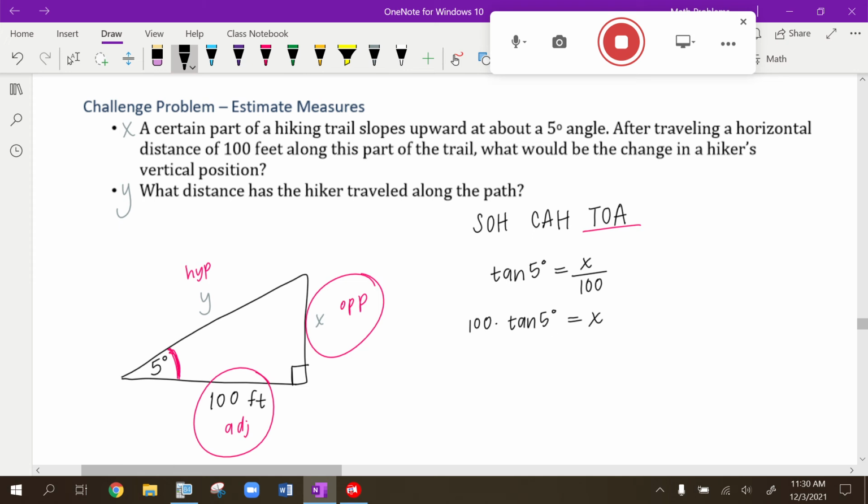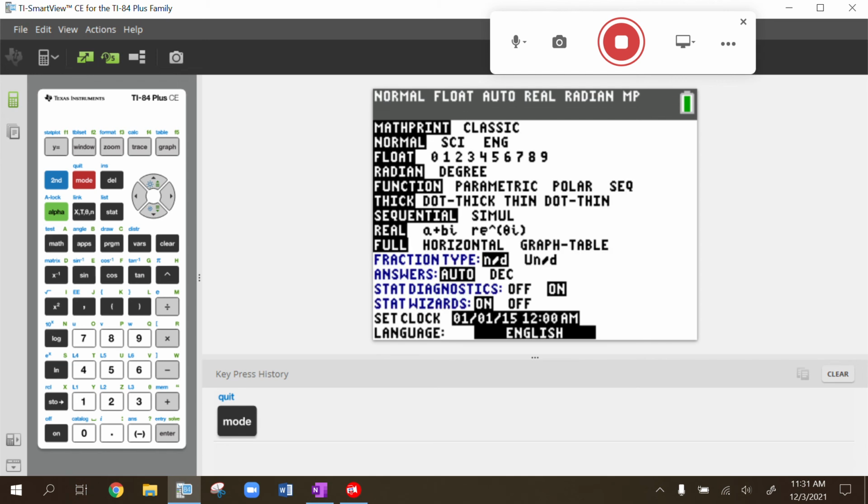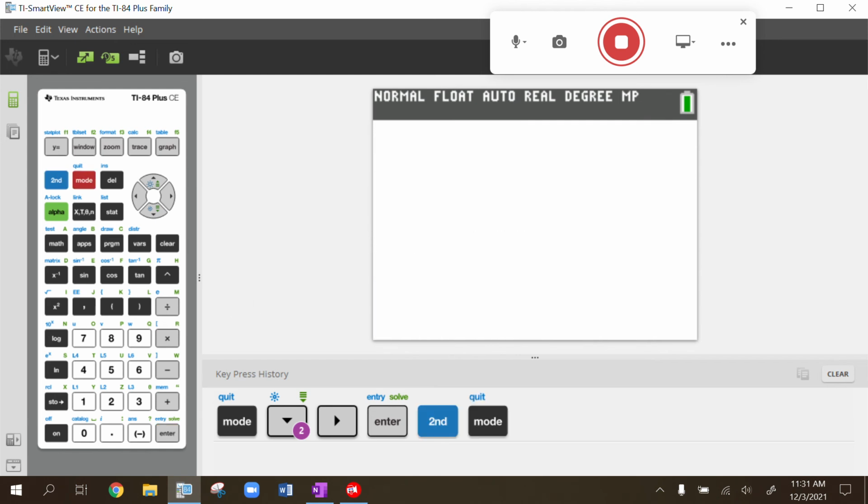Now, in order to solve this, I need to use my calculator. So, on your calculator, I want you to first notice whether the top of the screen says radian or degree. Right now, mine says radian. In order to switch it to degrees, since our angles are in degrees, I need to click the mode button. On the third line, switch your calculator into degree mode, hit enter, and you can quit out.